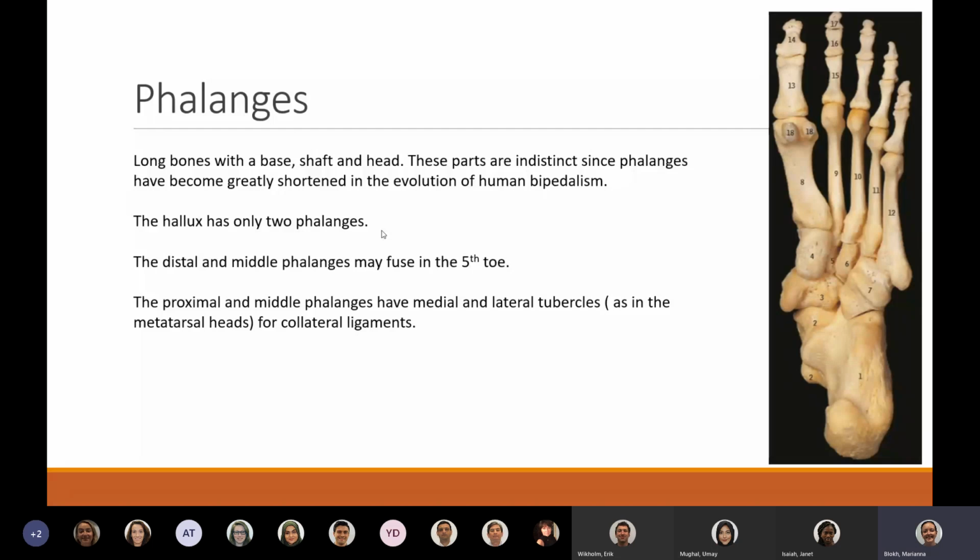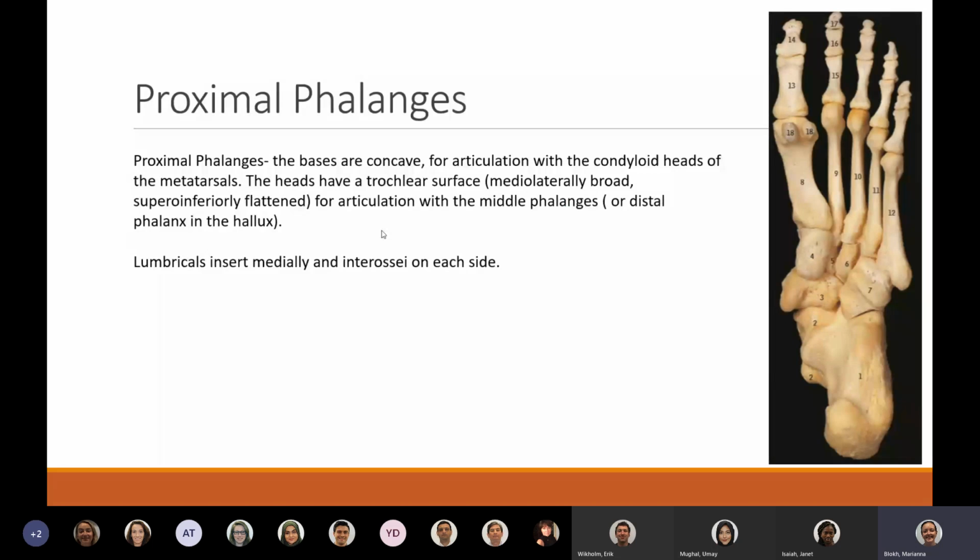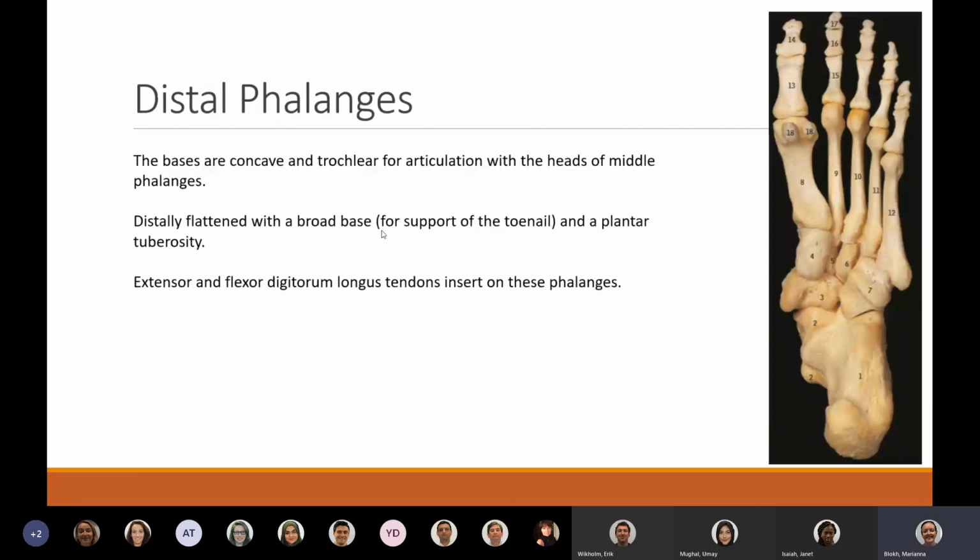Okay, phalanges. We already know a lot about phalanges, their shape. They may ask about the shapes of it. So they may ask about the shape of the base of the proximal phalanges, the shape of the head of the proximal phalanx, the shape of the middle phalanx, and the shape of the distal phalanx. They're more interested probably in what inserts at what point, what inserts at the middle phalanx, what inserts at the distal phalanx, things like that. That's more of a high yield question they'll ask.